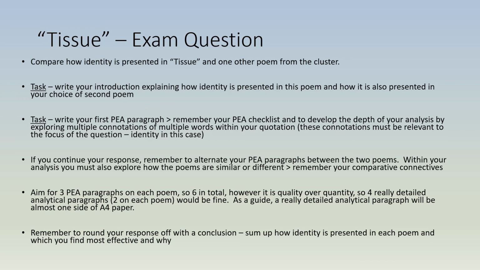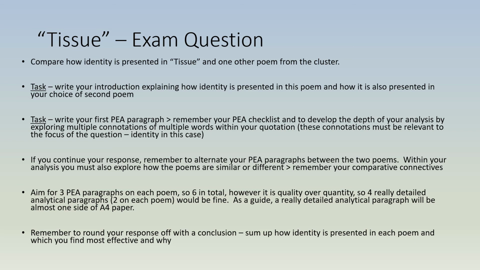So now it's time to spend 5 minutes planning your idea. So divide your page in half, put Tissue on one side, and decide which other poem you could compare it with on the other. And then in each of those columns, just bullet point 3 ideas about how identity is presented. And that's your plan. So once you've spent your 5 minutes doing your plan, you then need to move to write your answer.